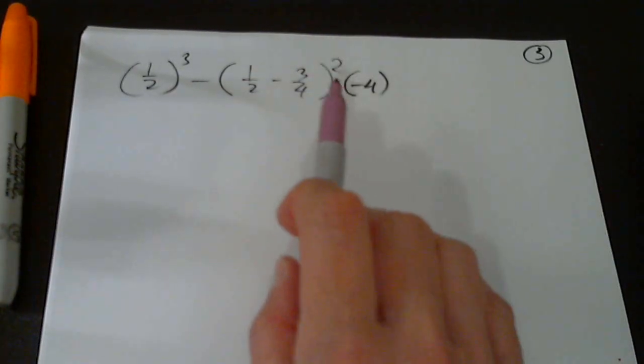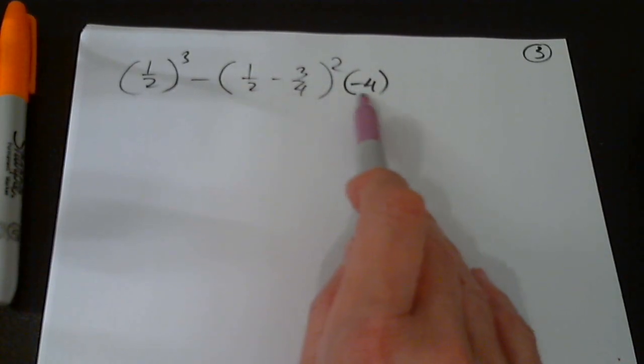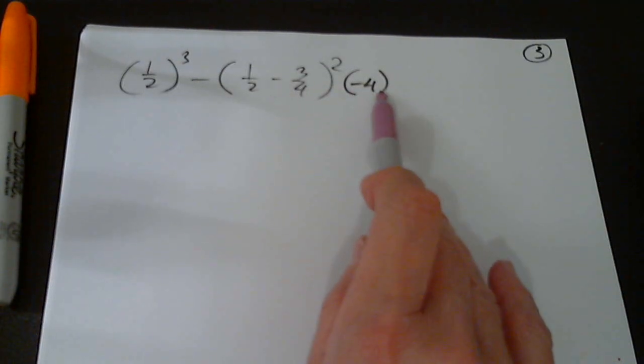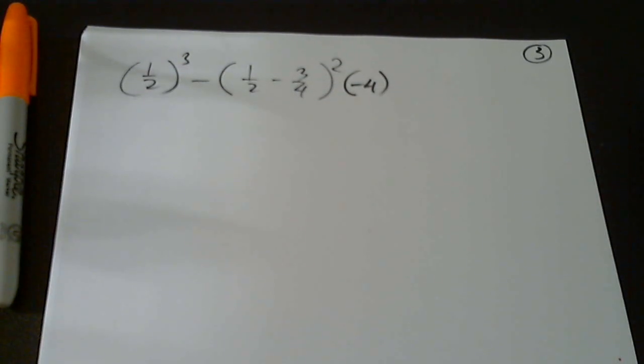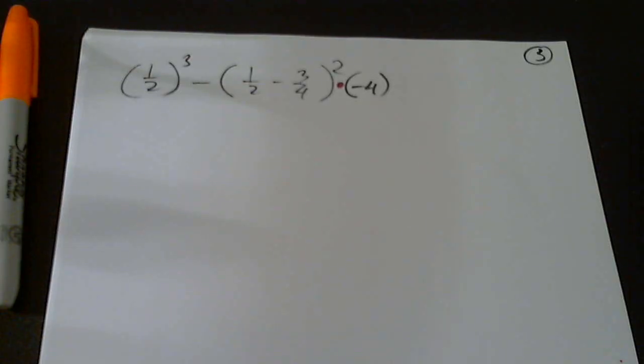Perfect. What is the operation between this grouping symbol and the parentheses that are not grouping symbols but necessary around -4? Multiplication. Thank you, thank you, thank you. That's all I wanted to hear.